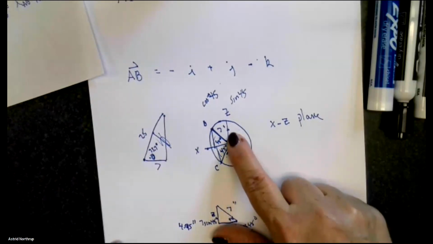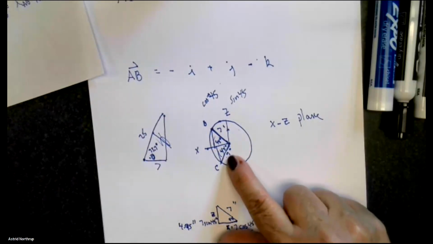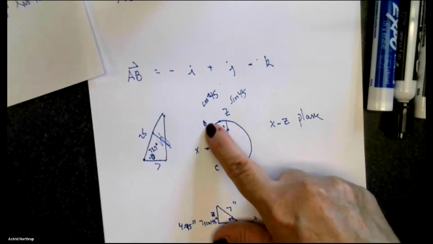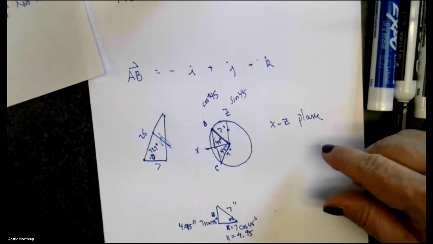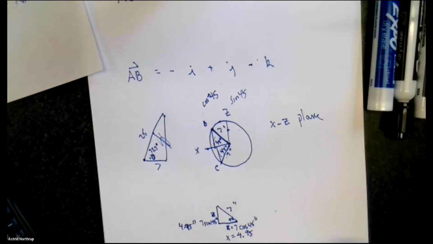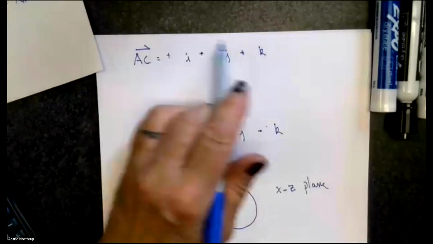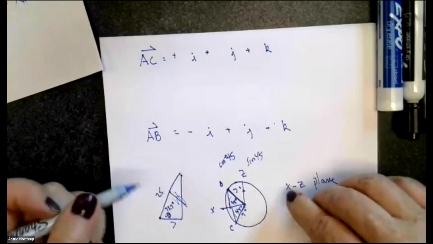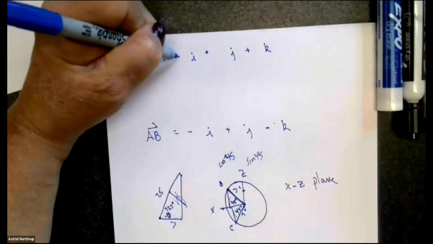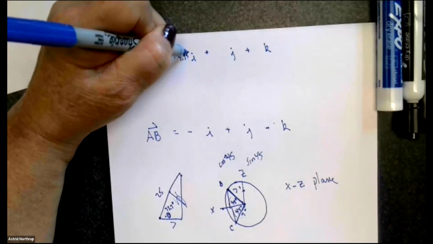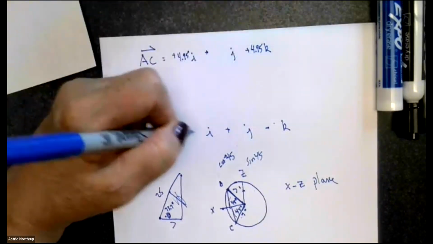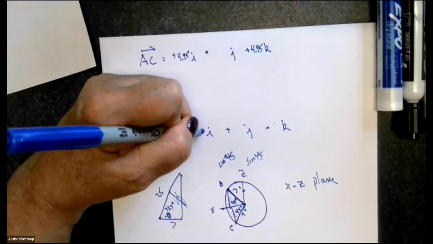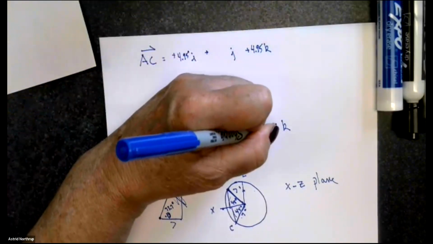Okay, so if we go back to this drawing, we can also see that AC and AB have the same dimensions. They're both 4.95 along that particular axis. But the signs are different, which is why I established them up here. Okay, so AC then is 4.95I and 4.95K, and AB is negative 4.95I and 4.95K.